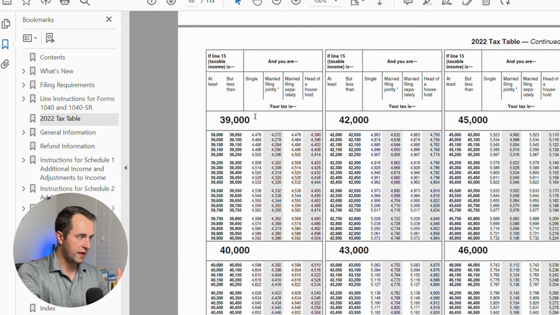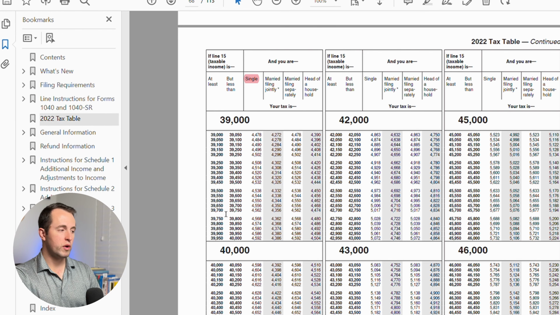We're going to go 39,000 in that category. We're going to go over to single, and then we're going to follow that all the way down. And so it's 39,000. It was 700 and something dollars. And so you always round up. And so we go into this section. So the amount of money that is owed is $4,568.00. Now we're going to copy this number and we're going to paste it back up in line 16 in the actual IRS Form 1040.